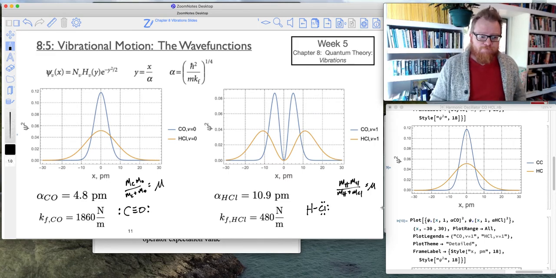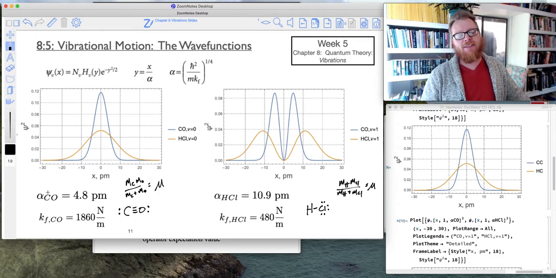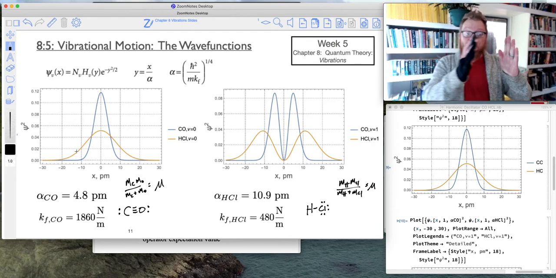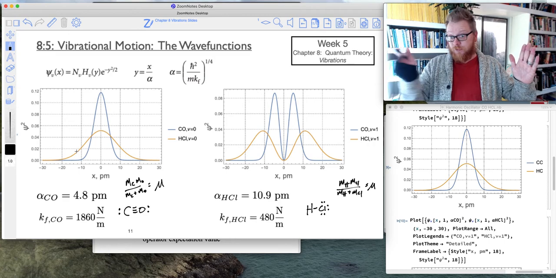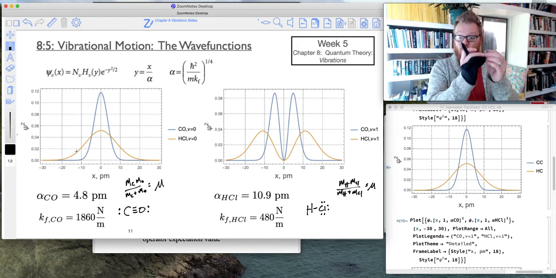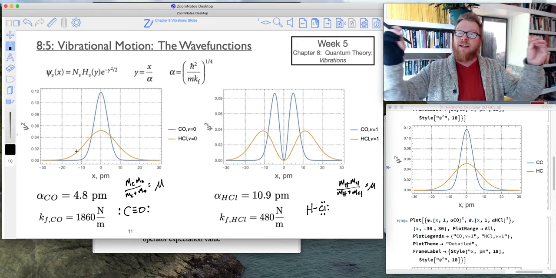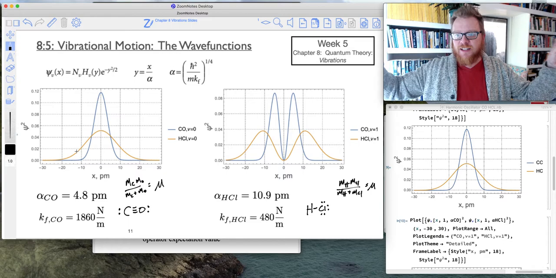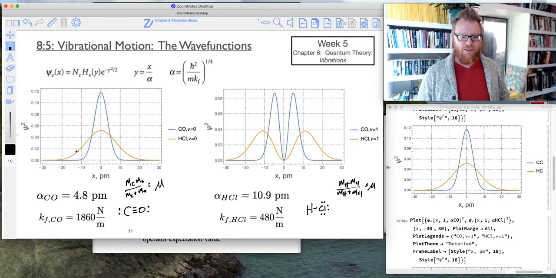Using the force constant and the reduced mass, I calculated alpha for carbon monoxide to be 4.8 picometers and alpha for HCl to be 10.9 picometers. As you can see right here, HCl is in the orange, and its wave function is much more spread out, because it's not as stiff of a spring. So when it vibrates, it can really elongate. It physically elongates to a bigger distance.